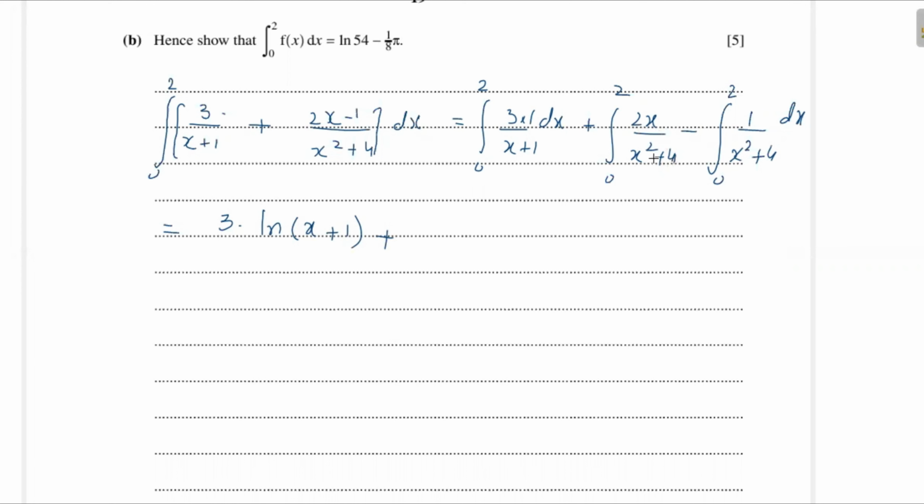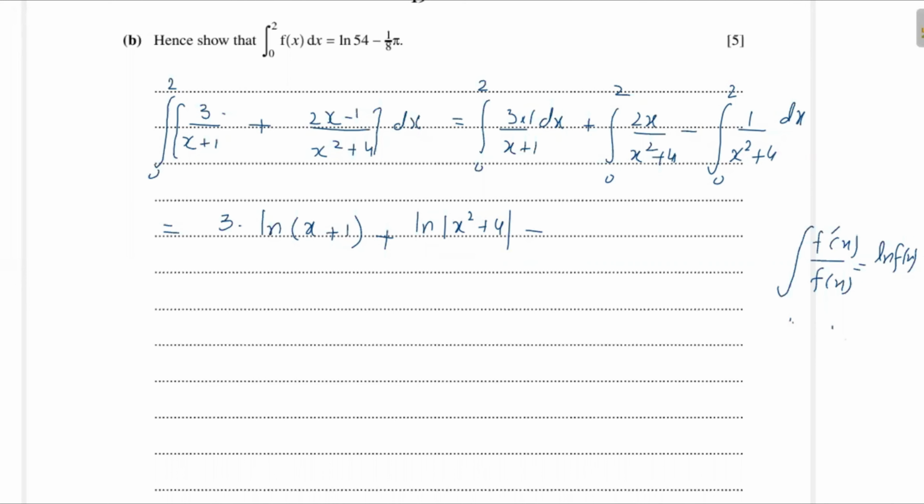The integration of this uses the formula of f dash of x over f of x. Its value will be equal to ln f of x. The formula is that equal to ln f of x. Now we write it as ln of x square plus 4. Next you see here 1 over x square plus 4. That's the integration of this.